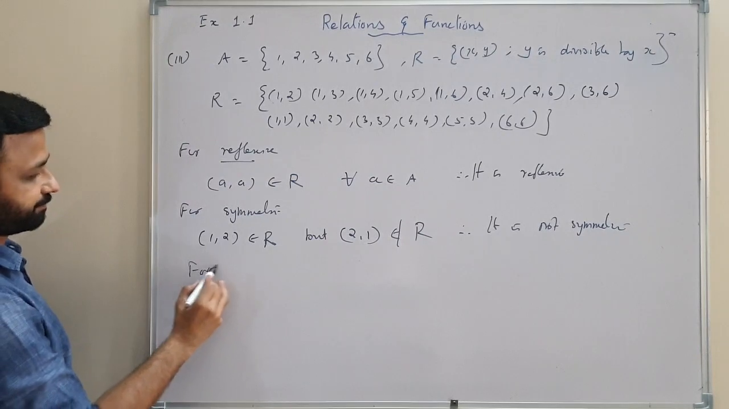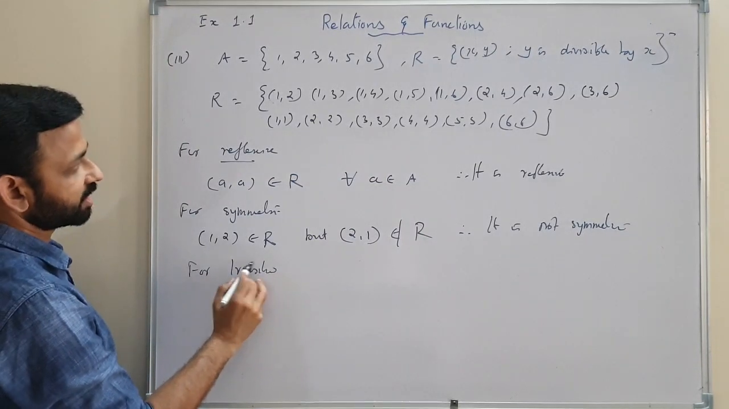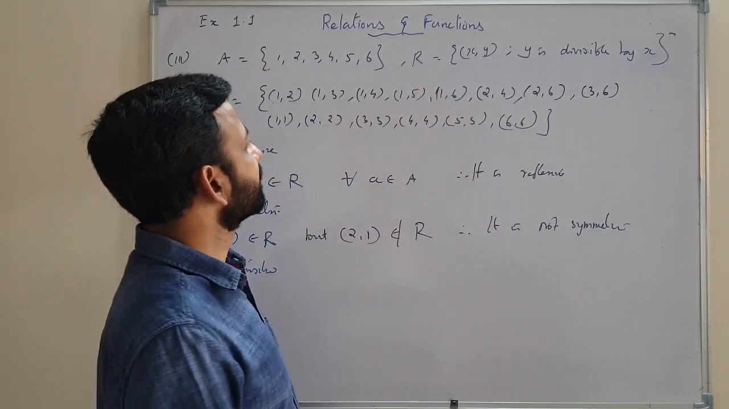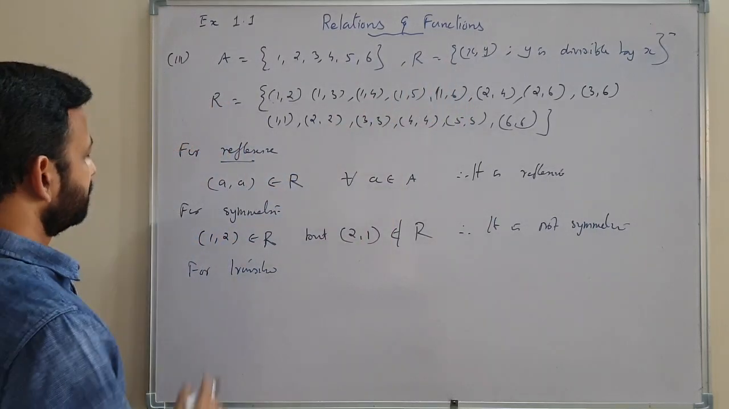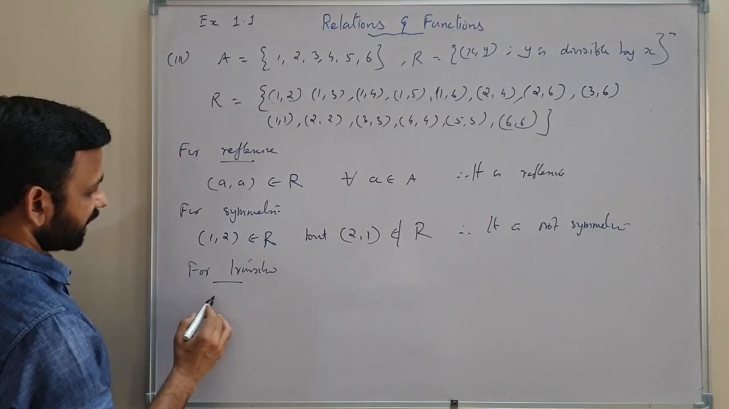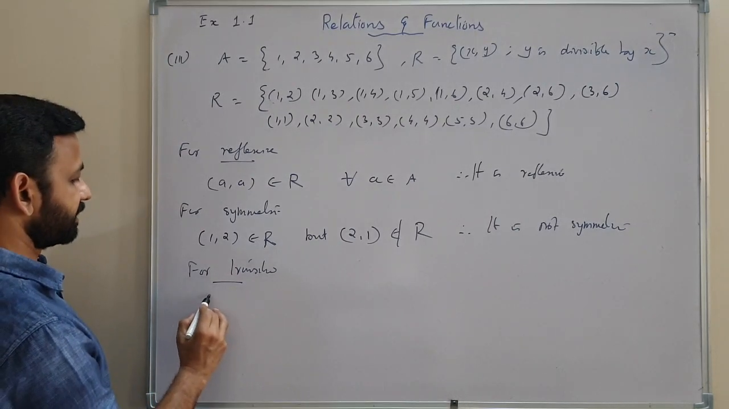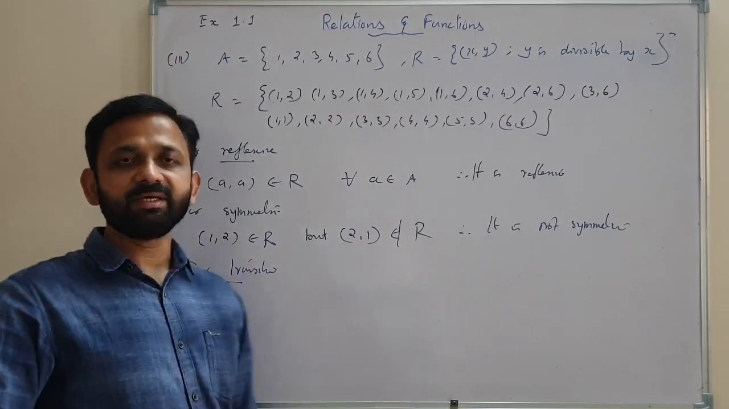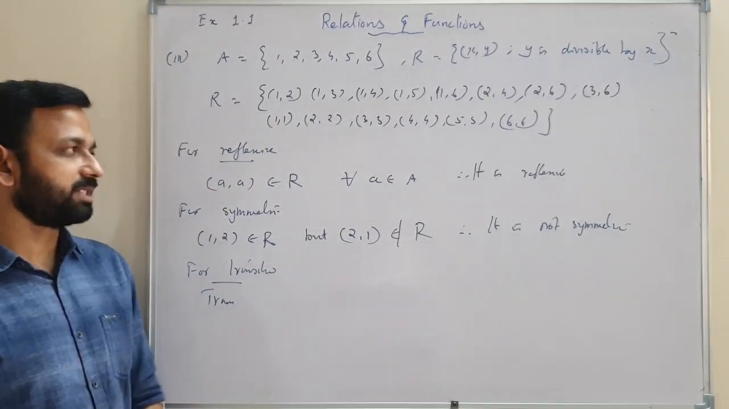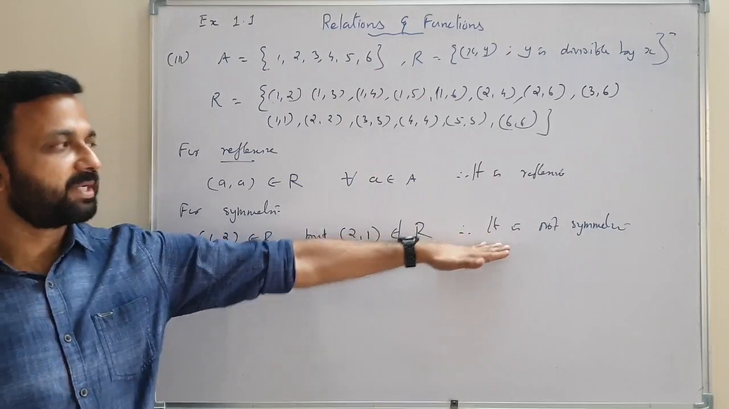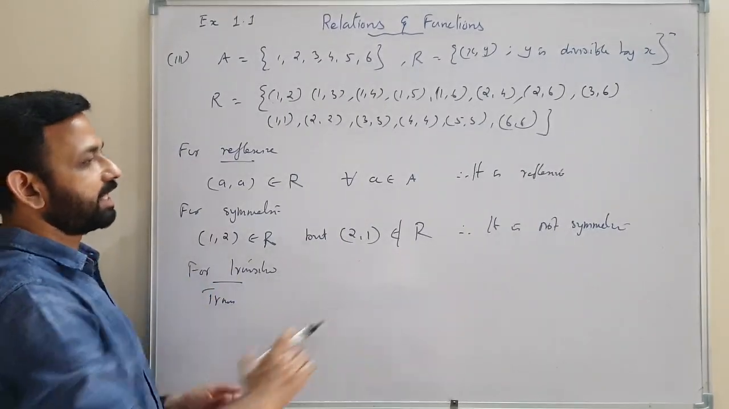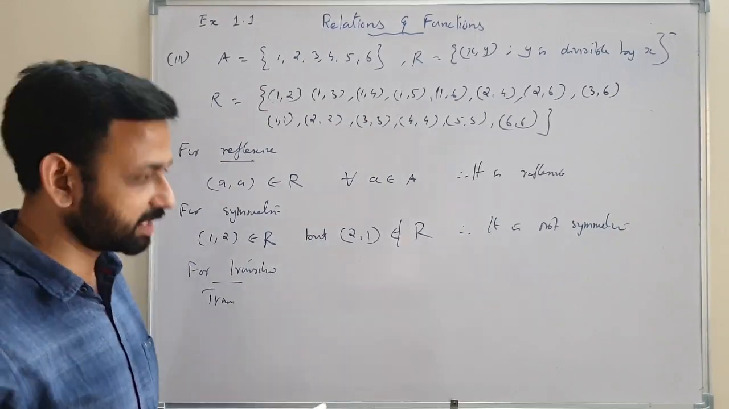Then transitive. We cannot contradict the transitive property here. The transitive property cannot be contradicted. Therefore, it is transitive. So, it is not reflexive, it is not symmetric, and it is transitive. The reason is that the transitive property cannot be contradicted. So, that is the relation.